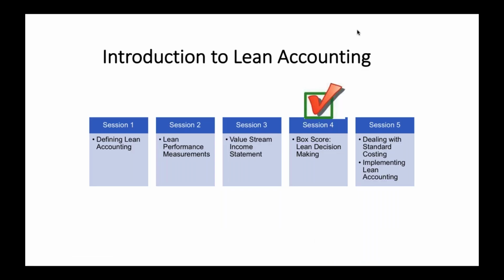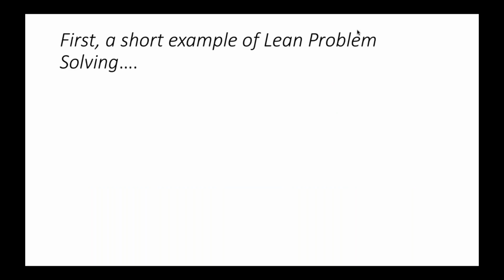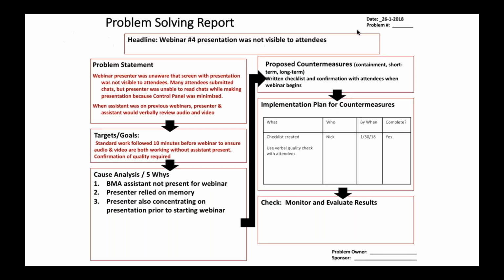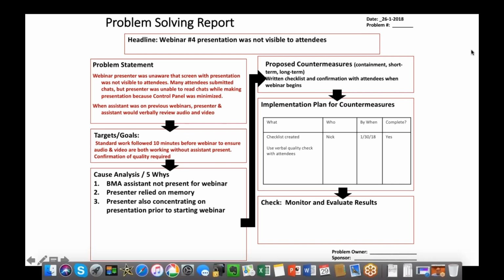So today, again, session 4, Lean Decision Making Using the Box Score. What I wanted to do before we get started is, Thursday's technical issues really is a good example of lean problem solving. So what I did, and I just wanted to spend a couple minutes on this, is I did a root cause analysis of the problem. And here is a simple problem solving report. So the presentation was not visible to any of the attendees.